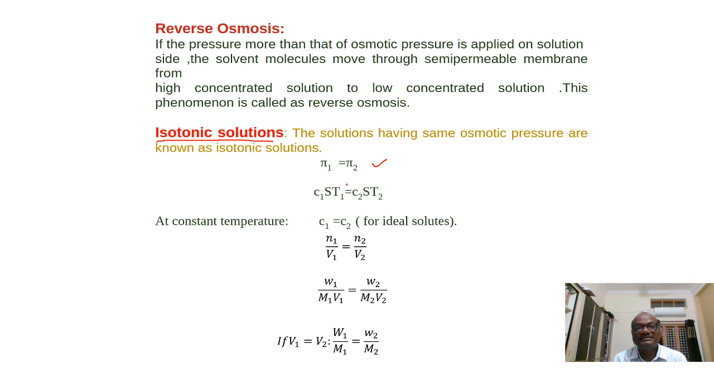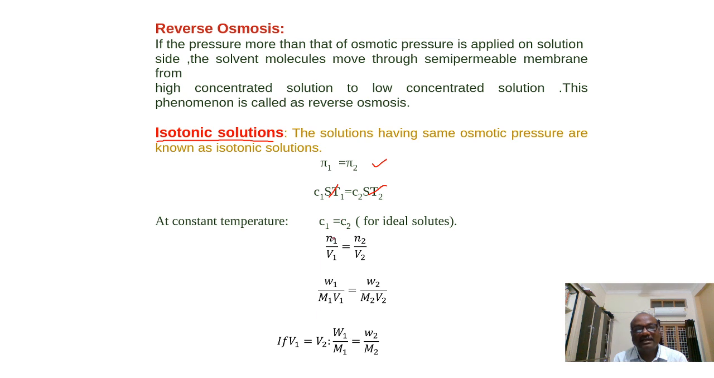If the temperature is the same, T1 is equal to T2, and S is a constant, then C1 becomes equal to C2. How can you define molarity? It is the number of moles of solute dissolved in 1 liter of solution. So we can write N1 by V1 instead of C1, and N2 by V2 instead of C2. So N1 by V1 is equal to N2 by V2, where N1 is the number of moles of solute in the first solution and N2 is the number of moles of solute in the second solution.